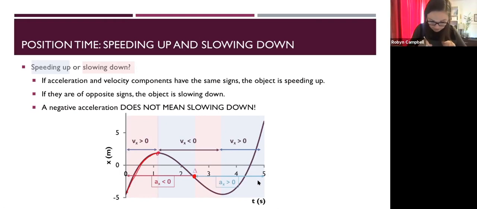Between this maximum here and the point of inflection, I still have a negative acceleration, but the velocity is also negative, right? The slope of that tangent is also negative. So between here and here, I know that it has to be speeding up because the signs are the same. You can think of it as though, if the signs are the same, they're working together, so it's speeding up. If the signs are opposite, they're working against each other, so that slows it down.